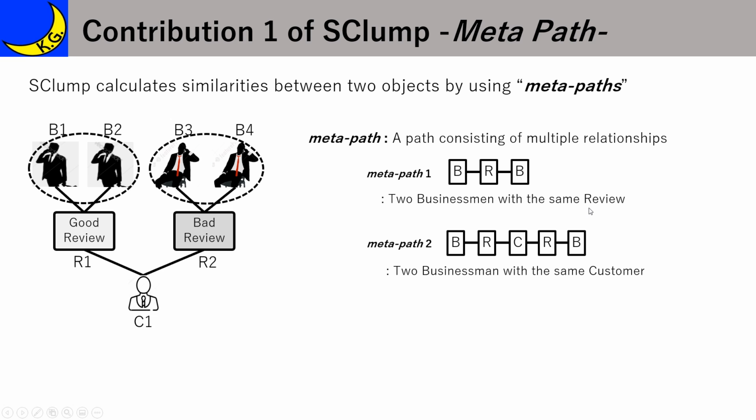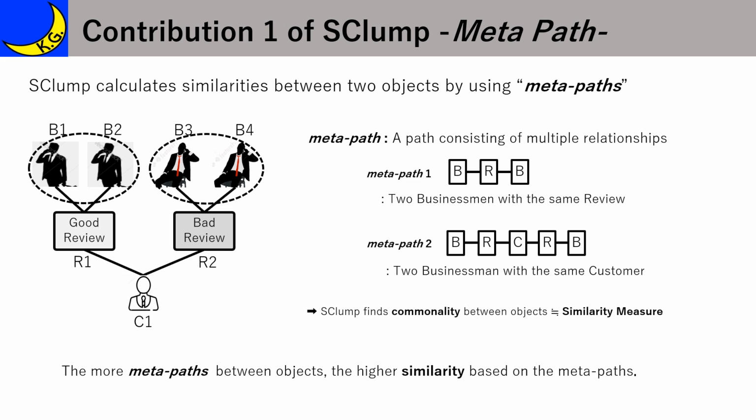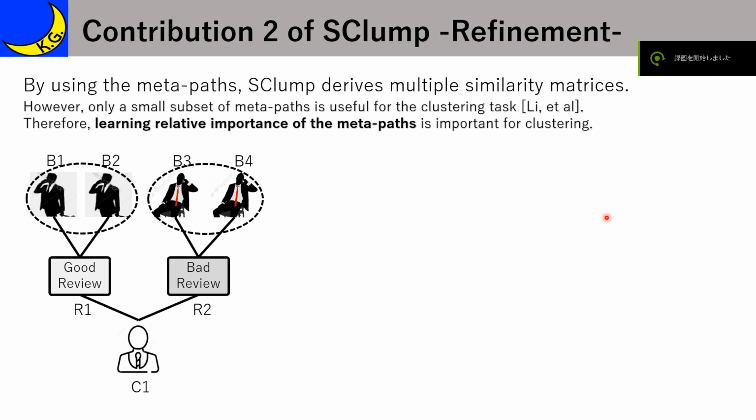In addition, the meta path 2 means two businessmen with the same customer. That is, meta paths can be used to find commonalities between objects, which is the reason why meta paths are used for a similarity measure. Specifically, the more meta paths between objects, the larger the similarity between the objects.